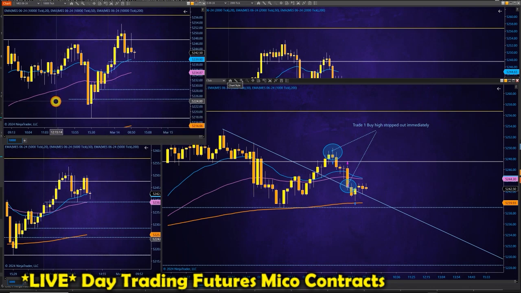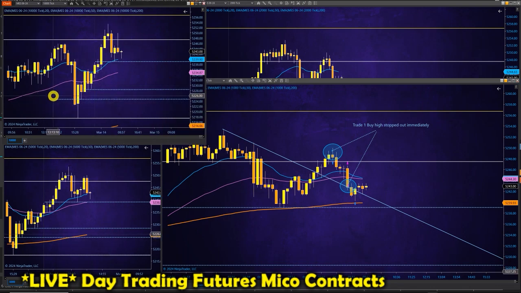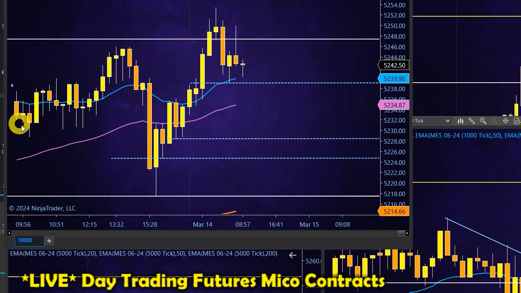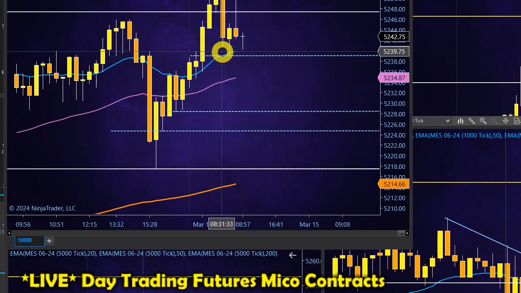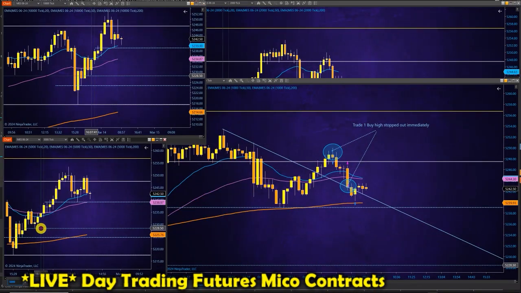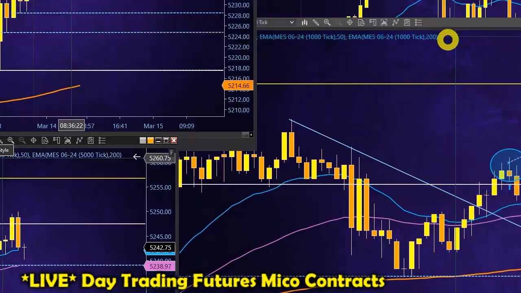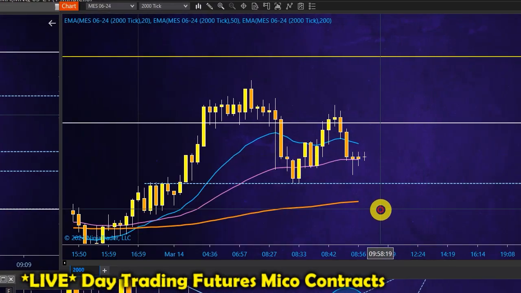Now I'm going long because everything's telling me it wants to go up. All my moving averages are going up. Moving averages are all above the 200 moving average. On the 10,000 tick, on the 5,000 tick, everything's going up here. On the 2,000 tick at the top, right?